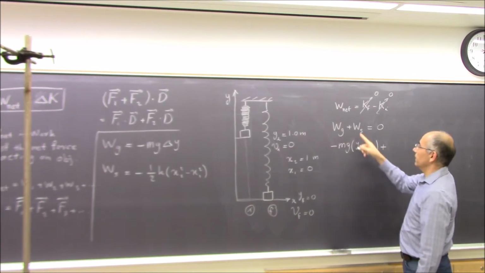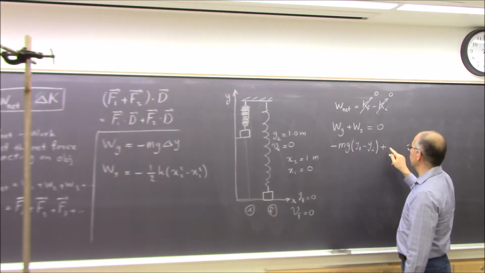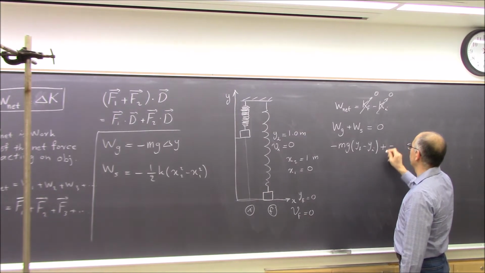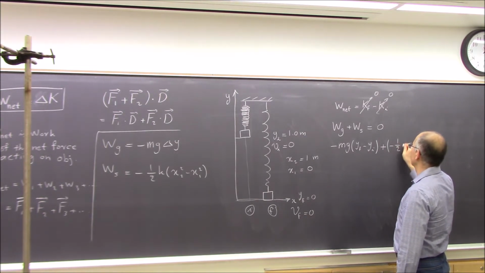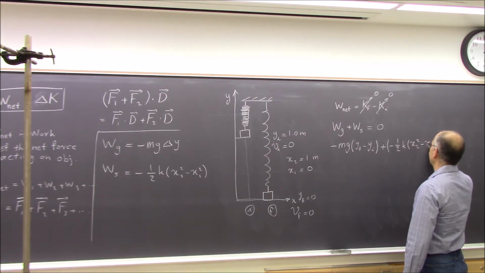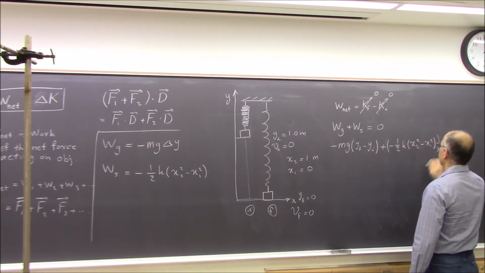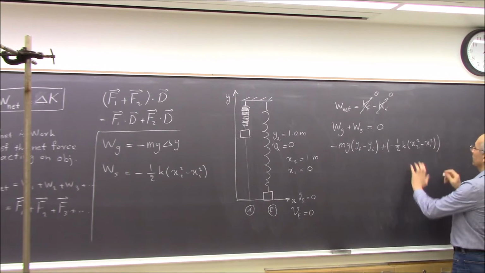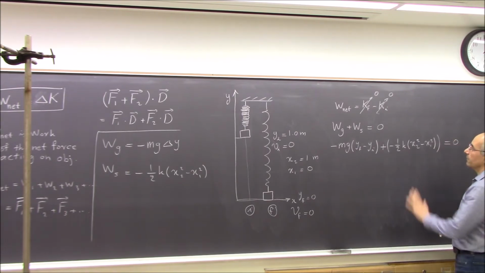And the work of the spring is negative 1/2 k (x2 squared minus x1 squared). That's the work of the spring, and the sum of these two is equal to 0.